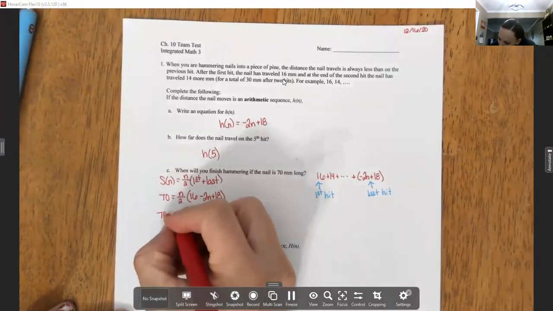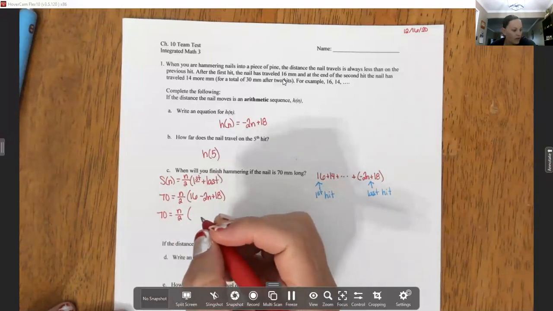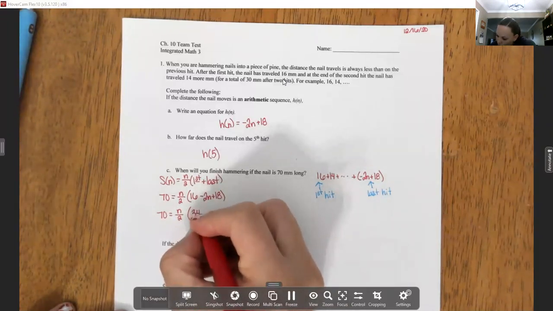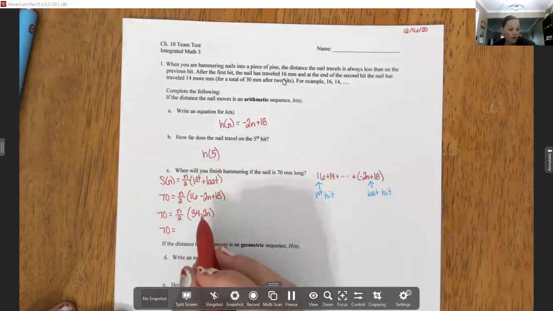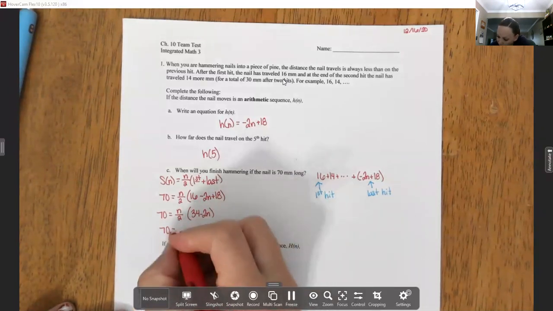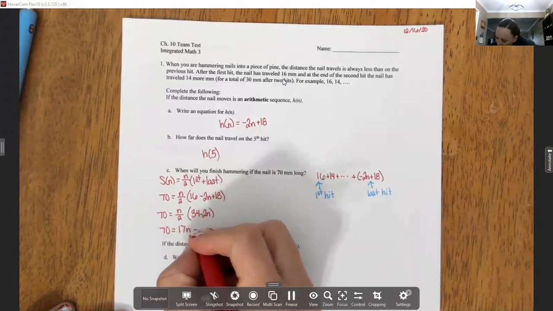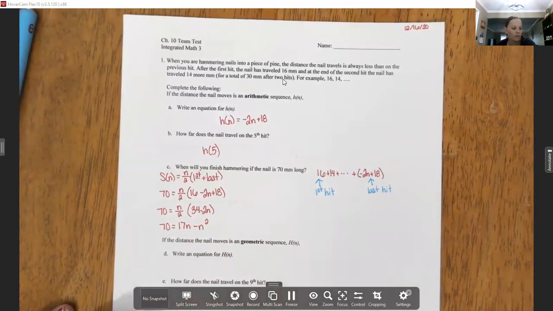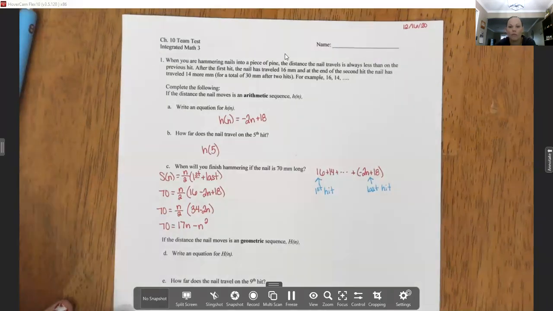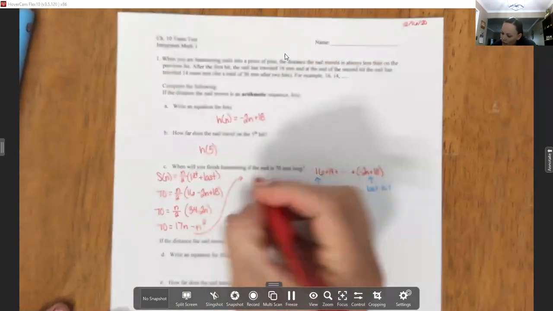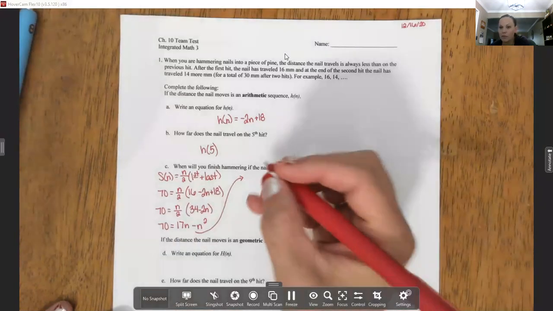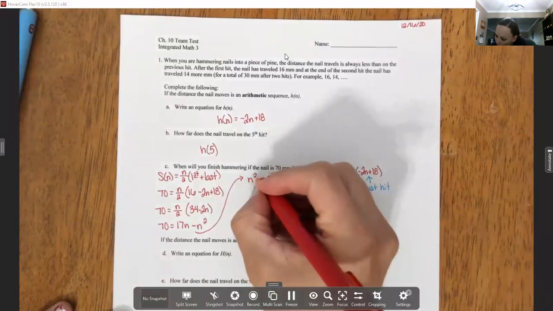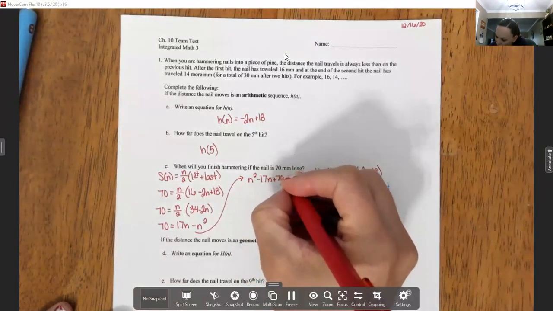So we get 70 equals n divided by 2 times 34 minus 2n. So 70 equals, if I distribute here, half of 34 is 17. So 17n minus n squared. Since this is a quadratic, you want to get it equal to 0. I'm going to move it to the left side so that I have my n squared as positive. It would be n squared minus 17n plus 70 equals 0.